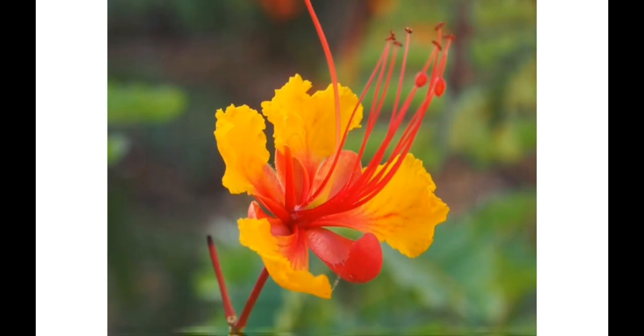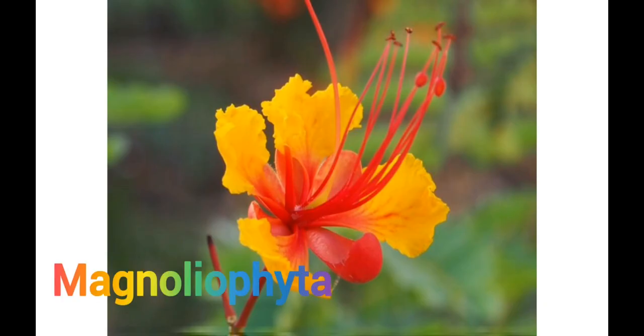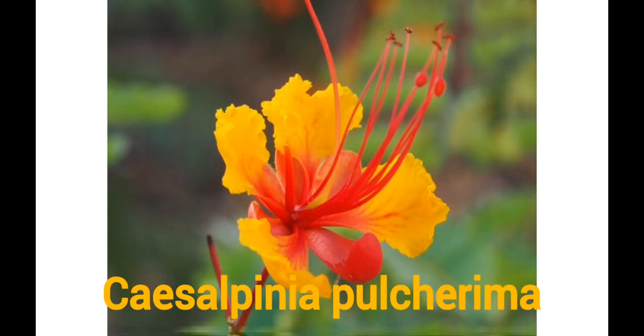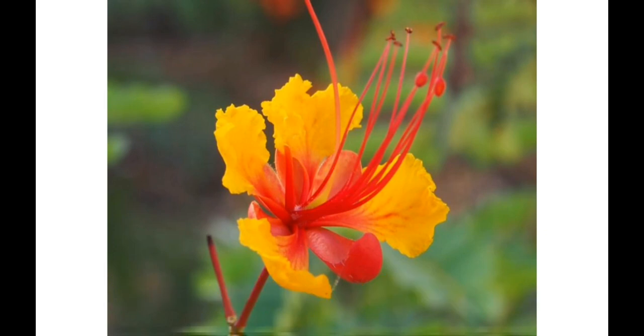Specimen C belongs to the kingdom Plantae. The division is Magnoliophyta, that is, it is flowering plant. The scientific name of specimen C is Caesalpinia pulcherrima. Now, the agent of pollination of specimen C is insect, or you can say animal.